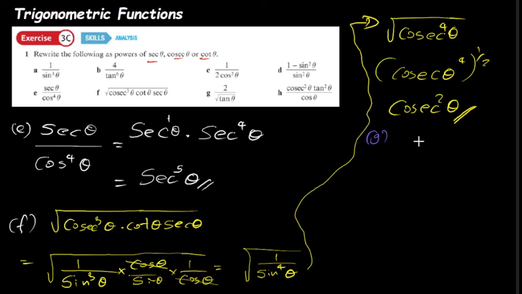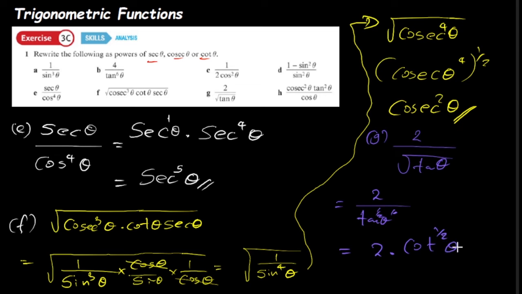G. We got 2 over square root tan theta. Tan theta, we can write this as 2 over tan theta to the power half. This is going to be what? 2 times cot theta to the power half. This half power, if you want, you can write as 2 times square root cot theta. That way also you can write it, square root cot theta.